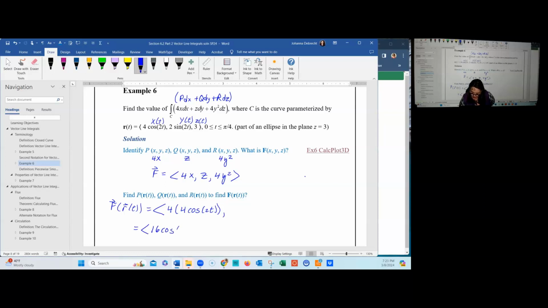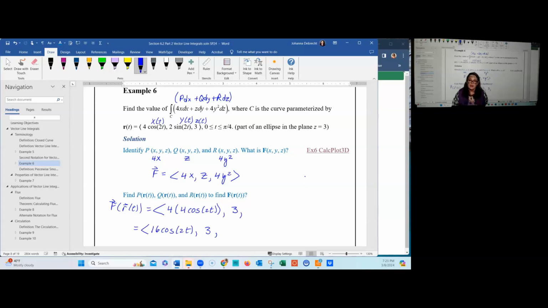Let's go ahead and take a look at finding q of r of t. Q of r of t, well, q is just z, and the z component up here is simply 3. That gives us our middle component, which just becomes 3.